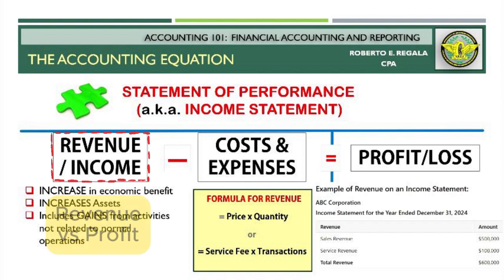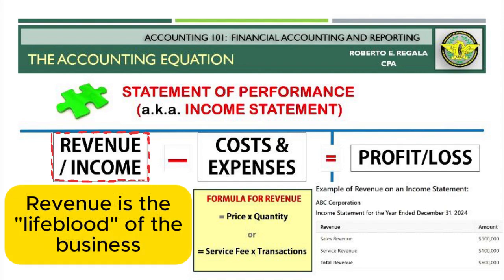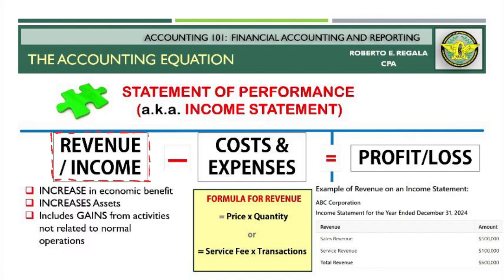Compared with profit, revenue is the total income before any expenses, while profit or net income is what's left after deducting all costs, expenses, and taxes. Compared with cash flow, revenue represents income earned, while cash flow shows the actual cash received or spent. In summary, revenue is the lifeblood of a business, serving as the foundation for assessing operational efficiency, profitability, and overall financial health. In our example, we assume that for the current period, we earned a total revenue of 10 million pesos.